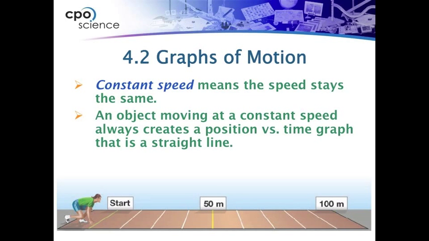Remember, velocity is all about direction. So if I were to say that I moved 1 meter per second to the left and then 1 meter per second to the right, my speed would be constant. But because my direction changed, I had a change in velocity. We'll describe this more in class. So an object moving at a constant speed on a position time graph always forms a straight line. Let's take a look at an example.